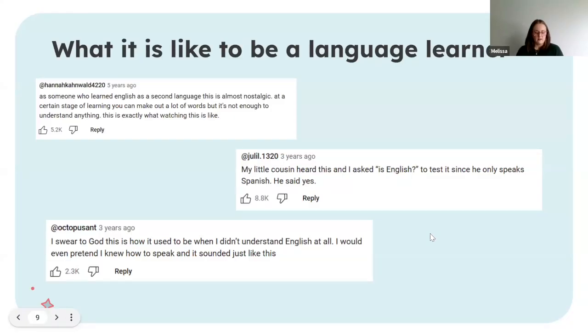The next reads, "My little cousin heard this, and I asked, 'Is English?' to test since he speaks only Spanish. He said yes." Finally, "I swear to God, this is how it used to be when I didn't understand English at all. I would even pretend I knew how to speak it, and it sounded just like this."